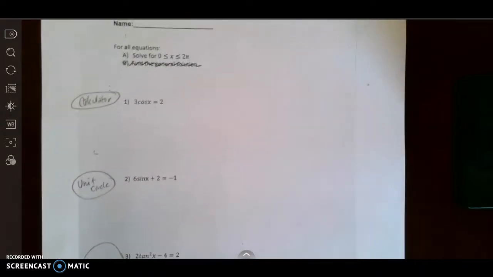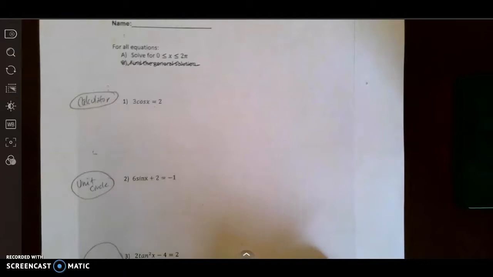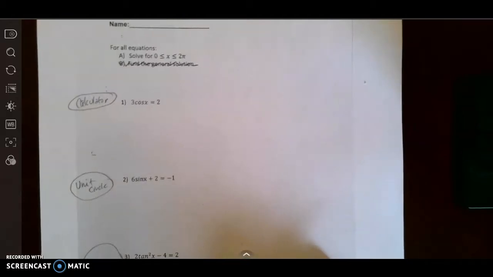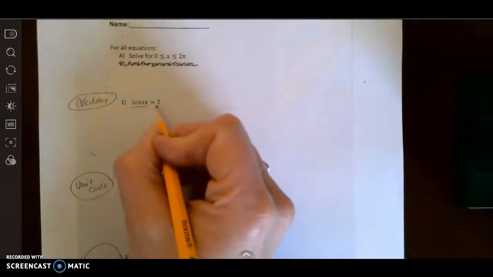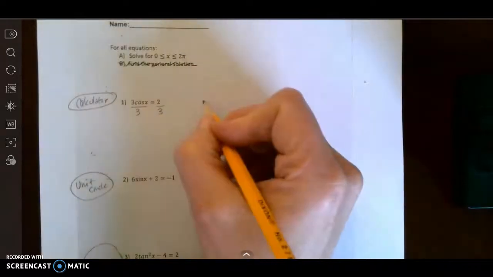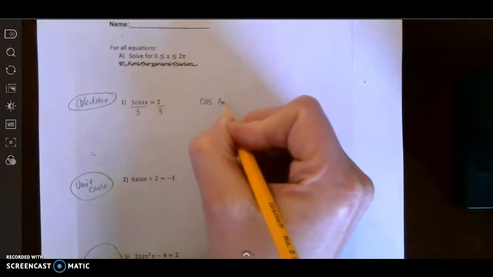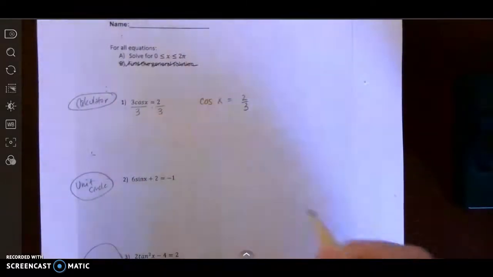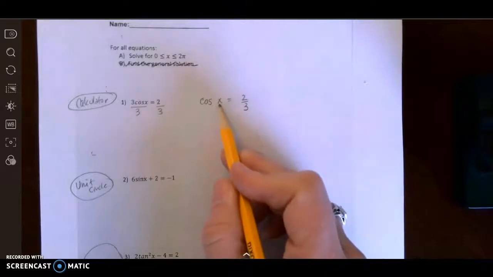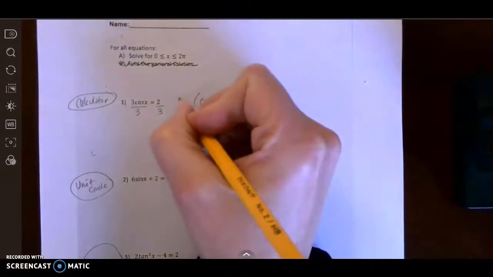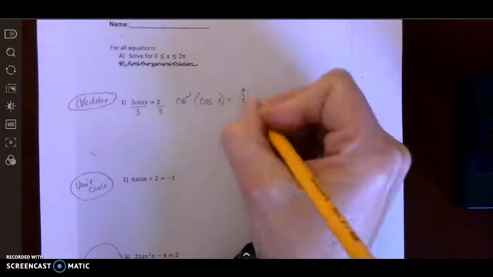Right, so let's do number 1. 3 times the cosine of x equals 2. First thing I need to do is divide both sides by 3. And I get that the cosine of x equals 2/3. Solving for x, so I'm going to take the inverse of each side.